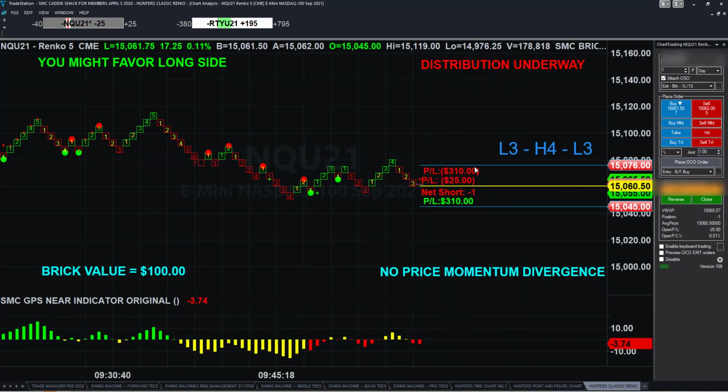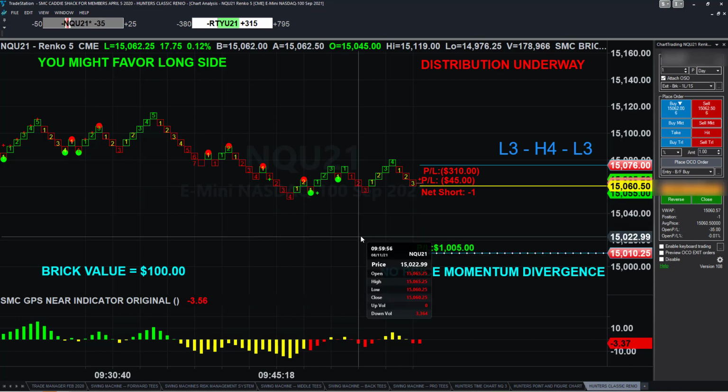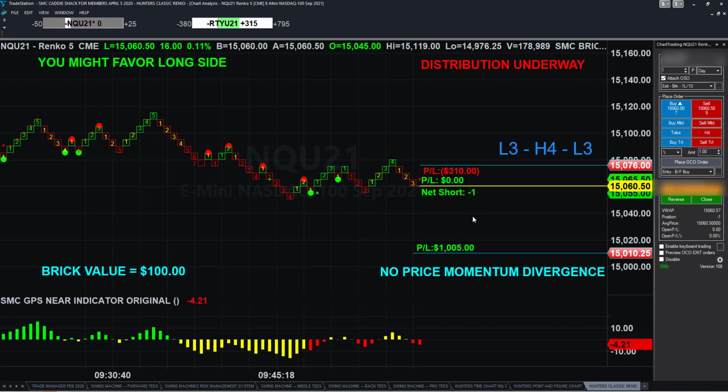Okay, and so we have a $310 stop. If you notice, we put that, and we're going to bring this down, and we're going to try to get down to about $1,000 profit. So it's right underneath this little high. That's our maximum risk, $310.